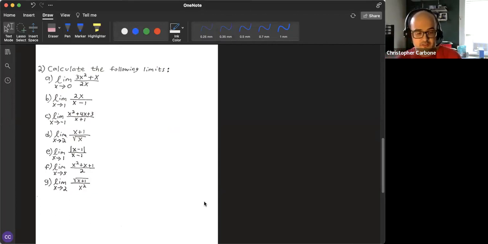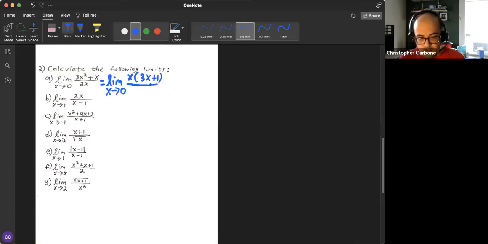Limit as x approaches 0 of 3x squared plus x divided by 2x. And that numerator, the 3x squared and the x, they both share 1x. So we could factor the x out of that numerator. So this is the same thing as the limit as x approaches 0 of x times 3x plus 1, all divided by 2x. And now we could just cancel out those x's.